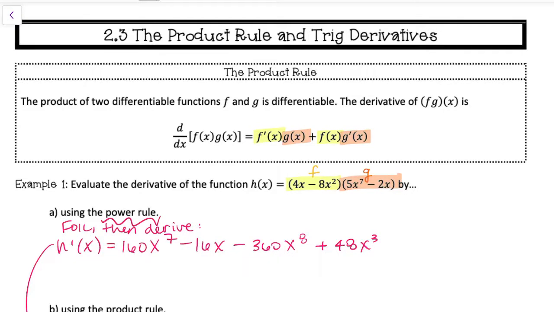Hi AP Calc. We are going to finish up our 2.3 notes just on our product rule and trig derivatives, and then you will get work time for the rest of class today to keep going with those two, as well as a little bit of a review of derivatives we know so far.